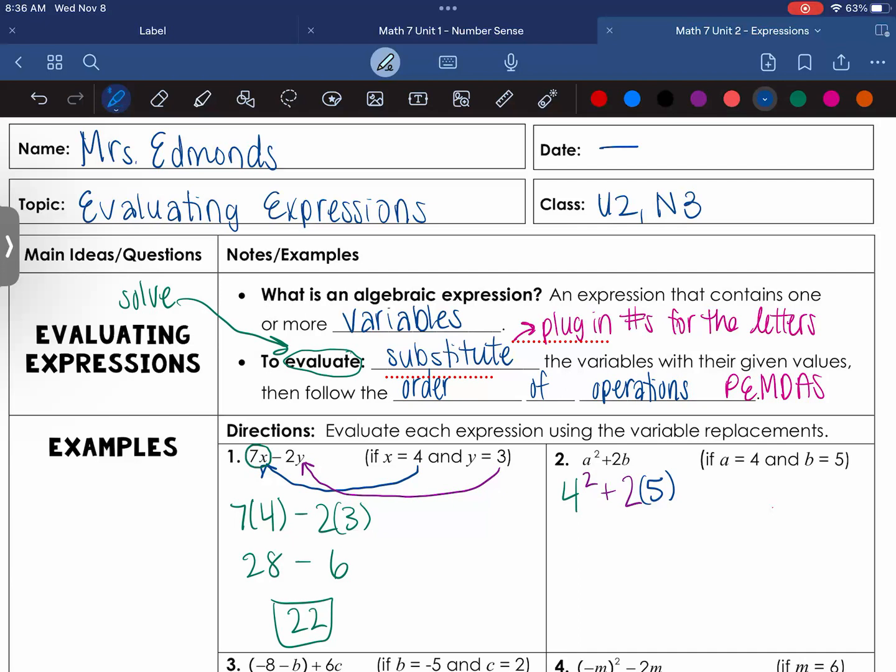What does 4 squared mean? 4 times 4. So we get a 16 plus, and 2 times 5 gives us 10. We get an answer of 26.